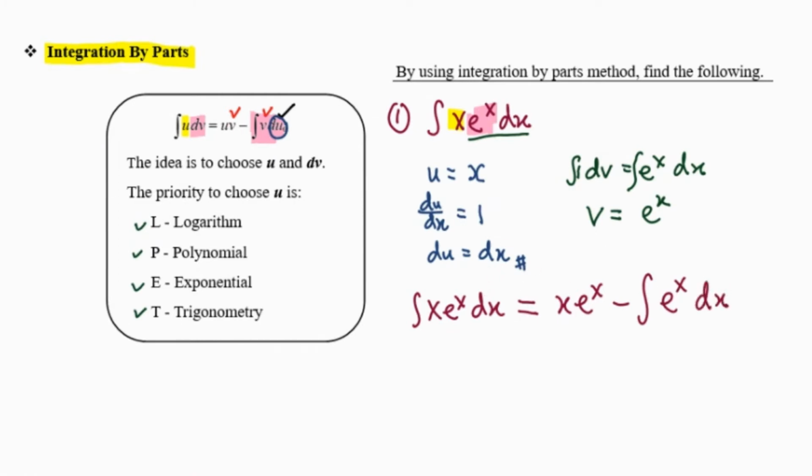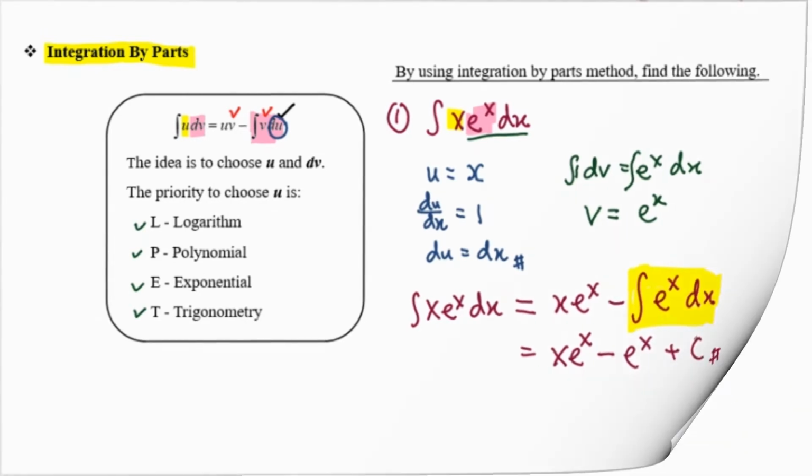So follow the formula given. So for this example, they already simplified. Now we only integrate this part only. So that's why this technique we call it integration by parts. So for here, when we integrate e^x, it will give us e^x. Finally, after we integrate everything, then only we plus c.